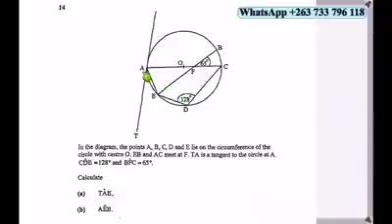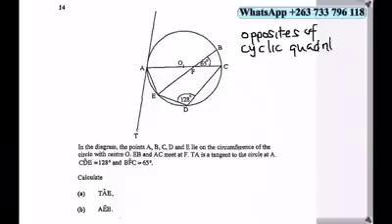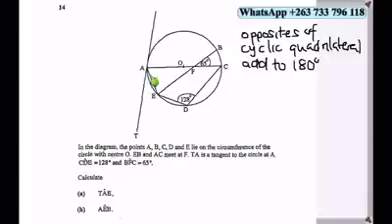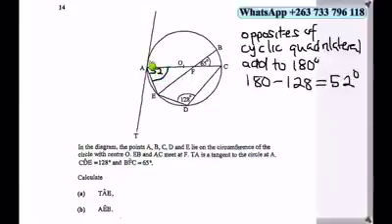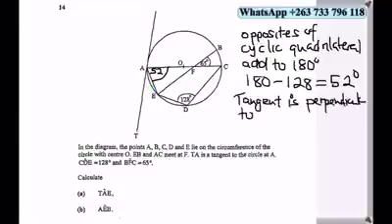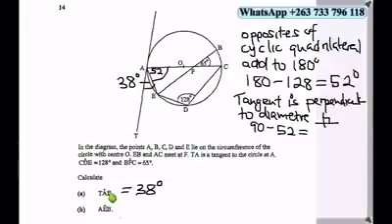You can see that these are opposite angles of a cyclic quad, so they are supplementary, or they add up to 180. To find this angle, we subtract from 180. So it's 180 minus 128, which is 52. And we know that a tangent meets the radius or the diameter at 90 degrees, so they are perpendicular. To find the angle TAE, we subtract from 90 degrees. So it's 90 degrees minus 52 degrees, which will be 38 degrees. This will be our value for angle TAE.